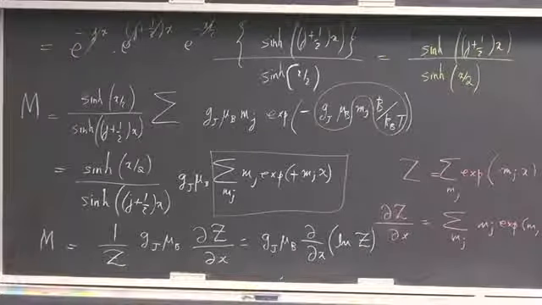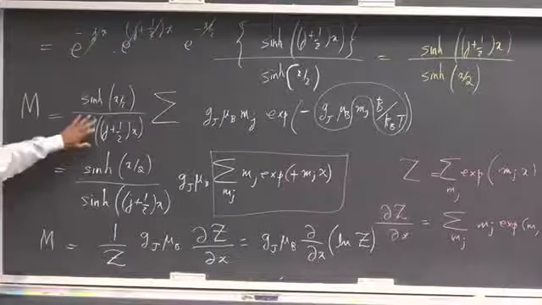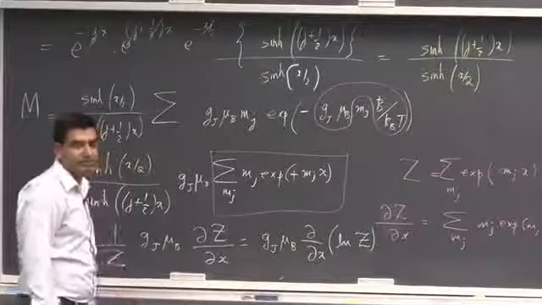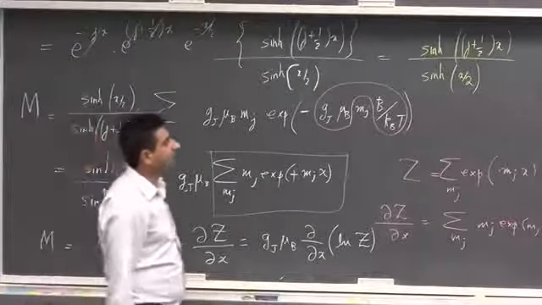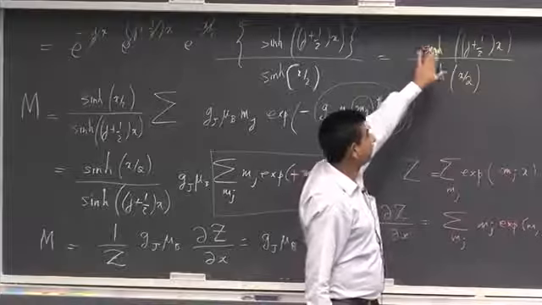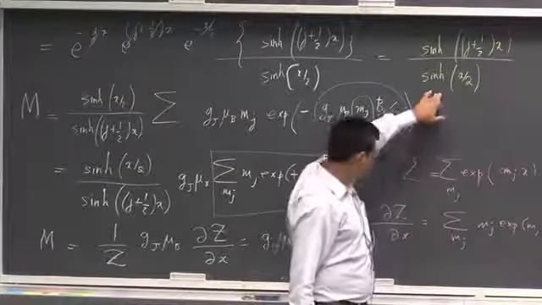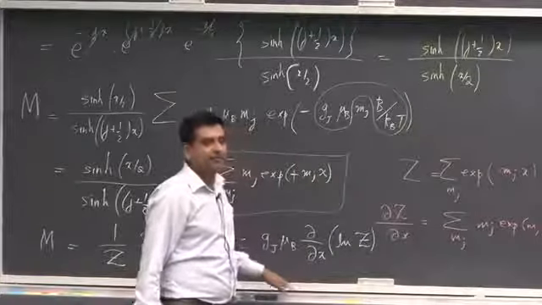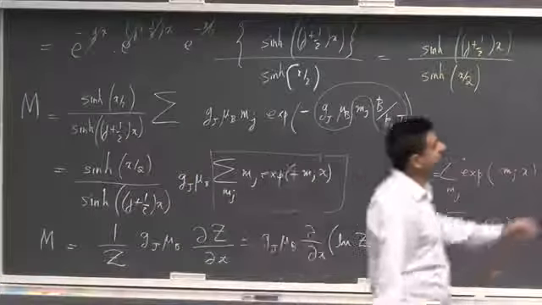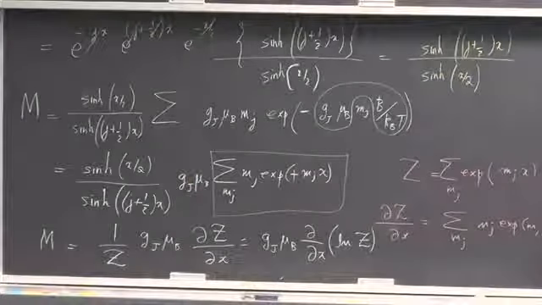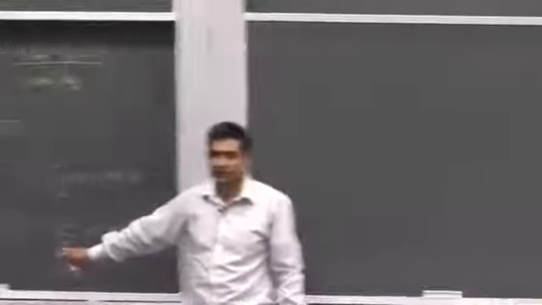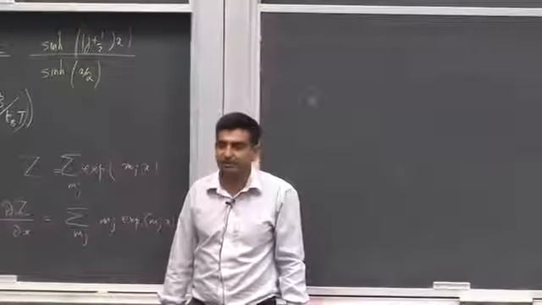Now I know what the partition function is. This is the partition function here. I can find the log of the partition function. If I take the log of the sinh, it is the log of the numerator minus the log of the denominator, and then I can find its derivative, and I can find out what the magnetization is. Would you mind just performing this calculation in the next 1 or 2 minutes? Just perform this calculation and find out what is the final result that you get for the magnetization.